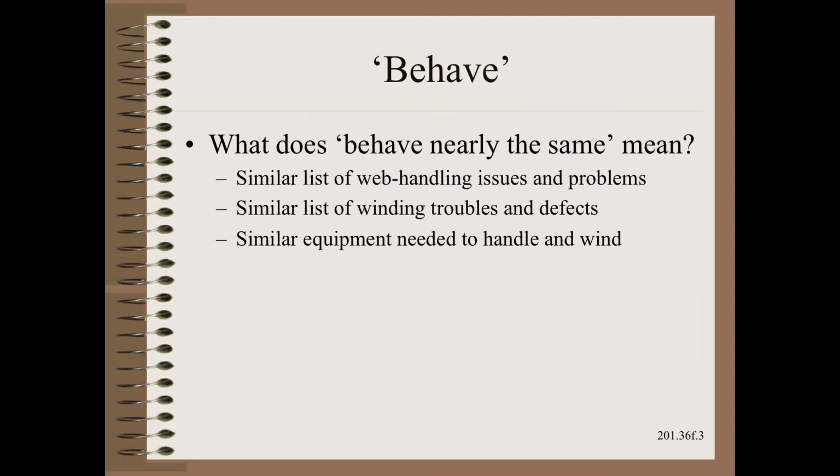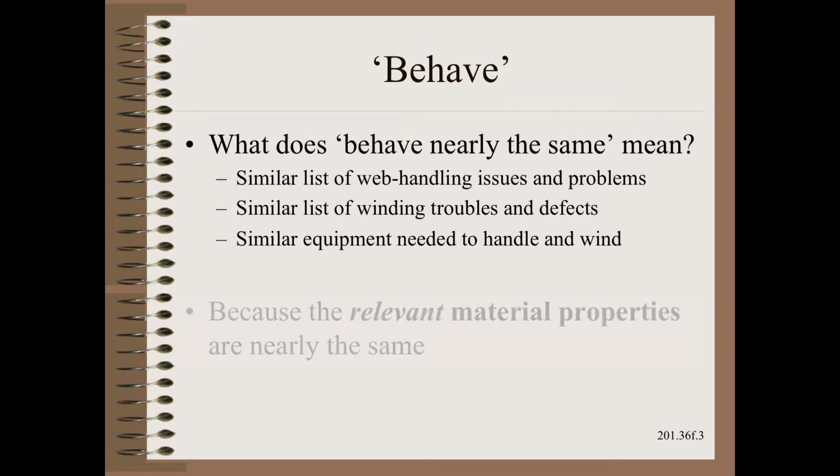So what does behave nearly the same mean? It means that we might expect a similar list of web handling issues and problems. It means that we might expect a similar list of winding troubles and defects. Finally, it means we might expect that similar equipment components will be needed to handle and wind. In short, we might expect similar behavior when relevant material properties are similar. In this clip, we will list a few of these must-know and measurable properties.